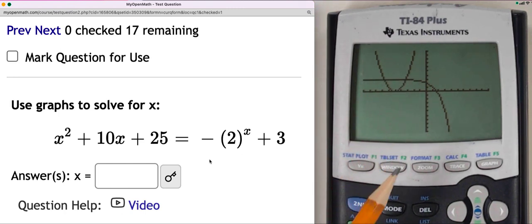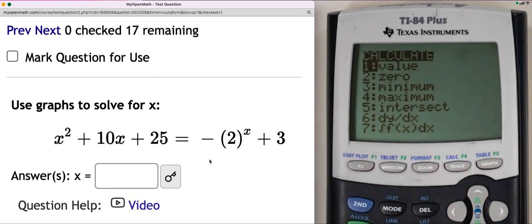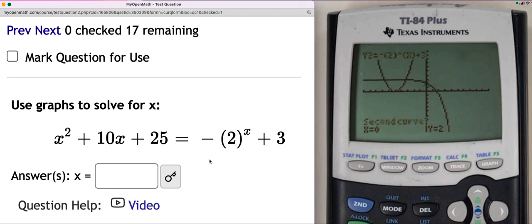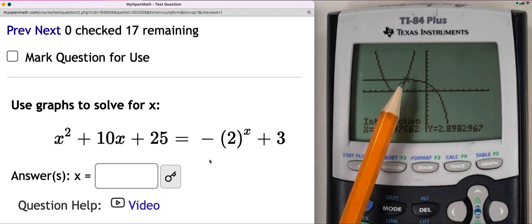The way you're going to find those coordinates is by pressing second, then the trace button, choose option 5, and then just press enter, enter, enter. The cursor will naturally move over to the closest one to 0, 0, which is this one right here.